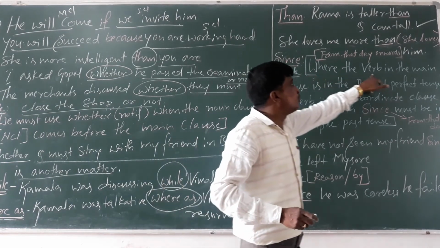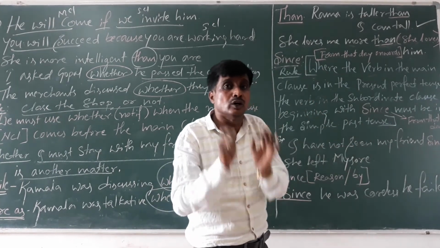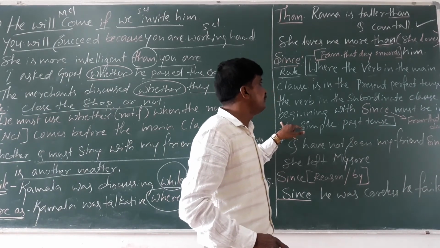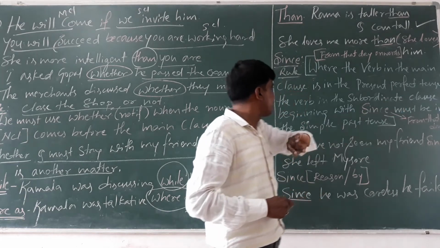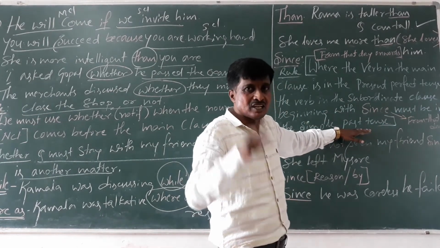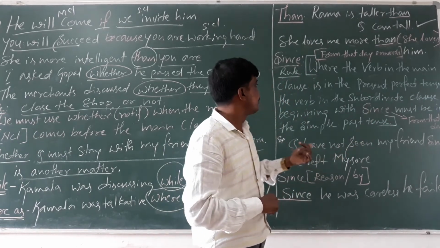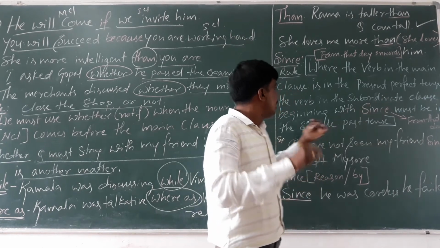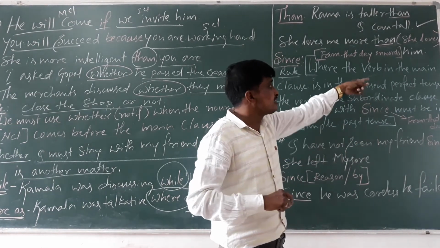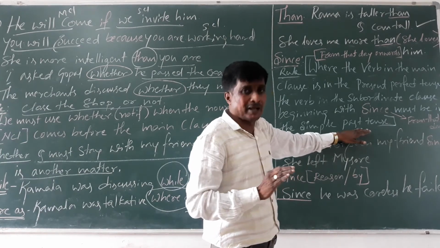See, the rule. Where the verb in the main clause is in the present perfect tense, the verb in the subordinate clause beginning with since must be in the simple past tense. Simple past tense. See, the main clause is present perfect, the subordinate clause is simple past tense.